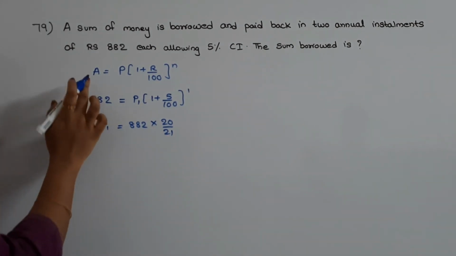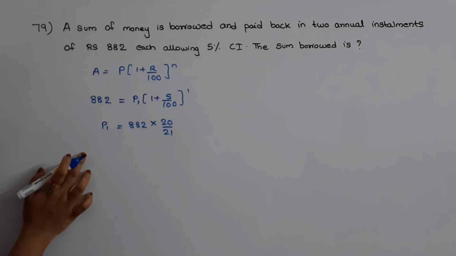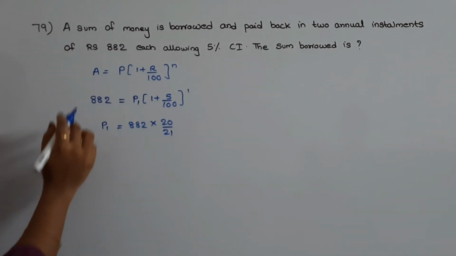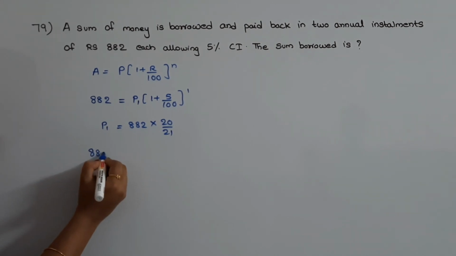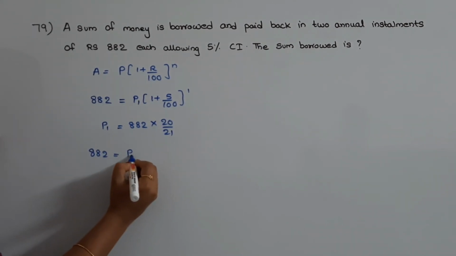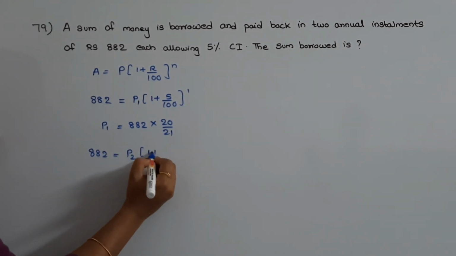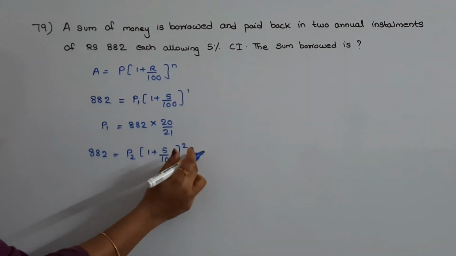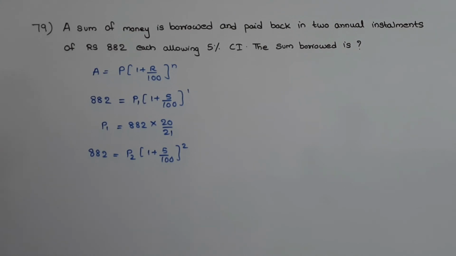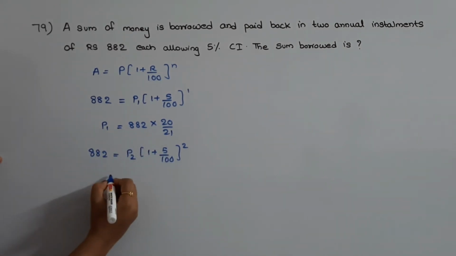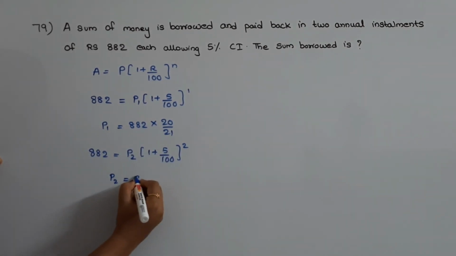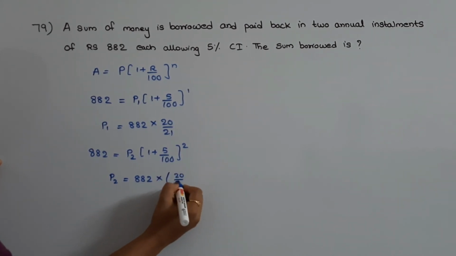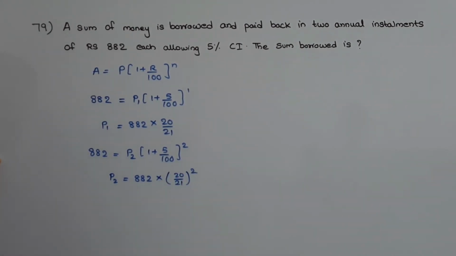Now what will be the amount after the second installment? So that amount is also given as 882. So 882 is equal to P2 into 1 plus 5 by 100 whole square. So after the second year, N will be equal to 2. So from this, P2 will be equal to 882 into 20 by 21 whole square.